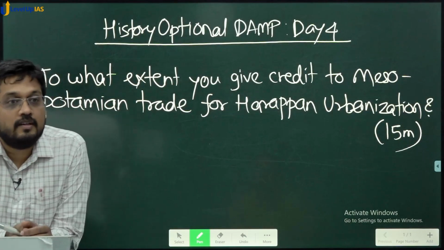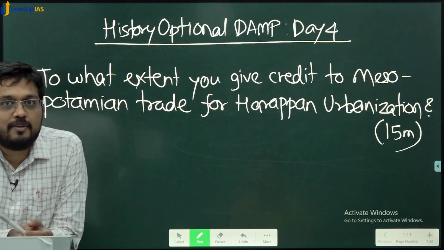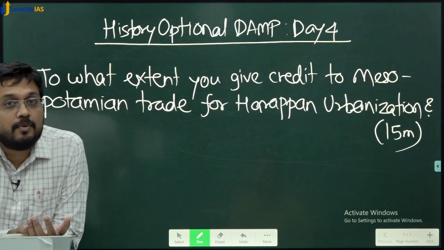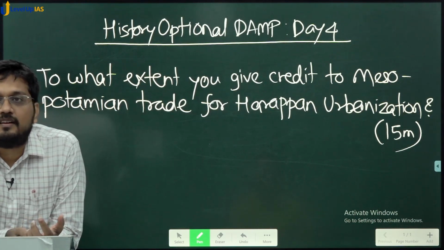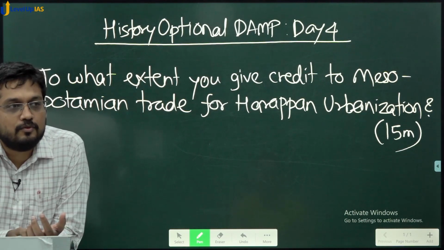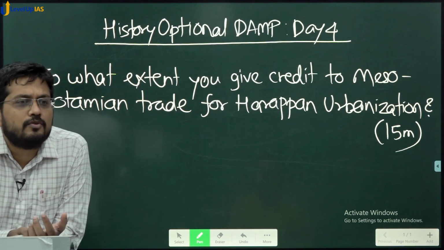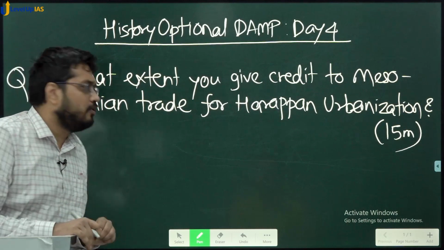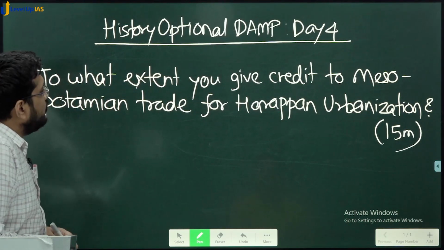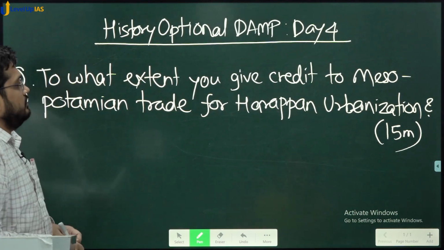So welcome to the History Optional DAMP program, day 4. Today's question is apparently very simple, and I'm sure as we go along in the next half an hour, 40 minutes or so, we will come to know that it is actually not so simple. Let me read the question for you. To what extent do you give credit to Mesopotamian trade for Harappan urbanization?